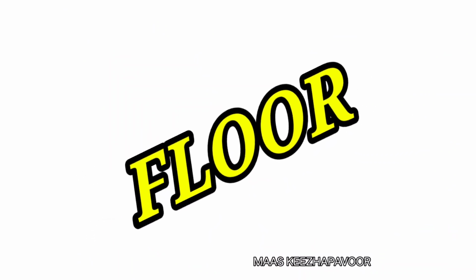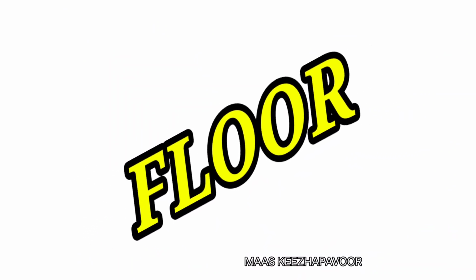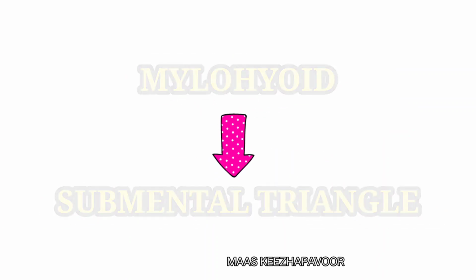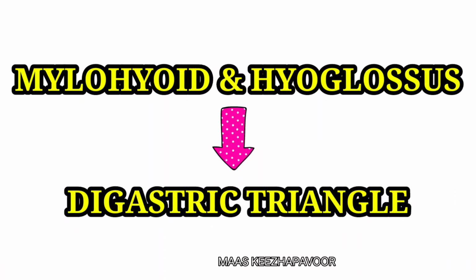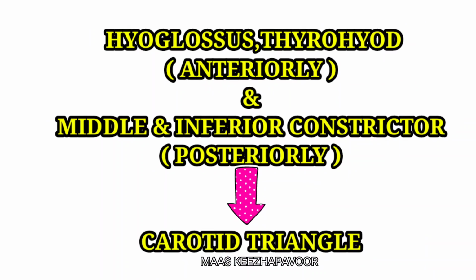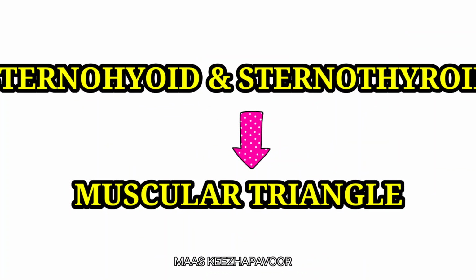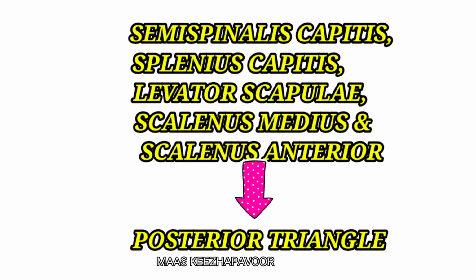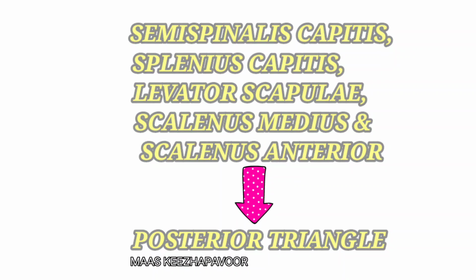Shall we enumerate the floor of all the triangles? Right. Mylohyoid forms floor for submental triangle. Mylohyoid and hyoglossus form floor for digastric triangle. Hyoglossus, thyrohyoid anteriorly, middle and inferior constrictor posteriorly form the floor for carotid triangle. Sternohyoid and sternothyroid form floor for muscular triangle. Semispinalis capitis, splenius capitis, levator scapulae, scalenus medius, and scalenus anterior form floor for posterior triangle.